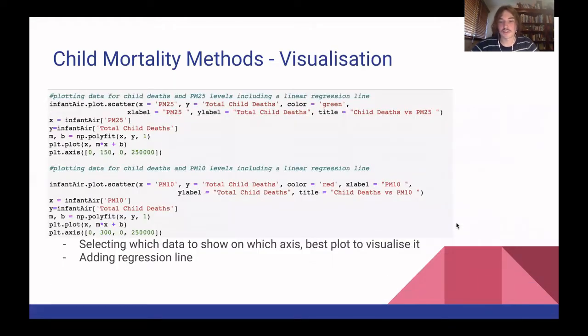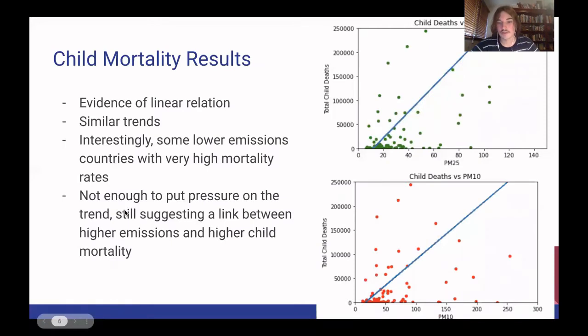I then attempted to visualize this new data frame to see if there's any sort of correlation. Using this new clean dataset with only the requisite data, I attempted to visualize if there was a trend using scatter plots and a linear regression line. I created two plots, one for PM10 and one for PM25. You can see in the code my scatter plot and my regression line for both datasets. And my results, as you can see, both graphs, oh, I need to move this, sorry.